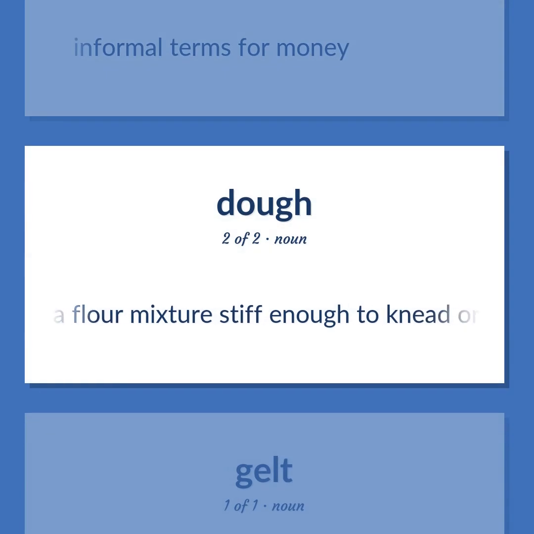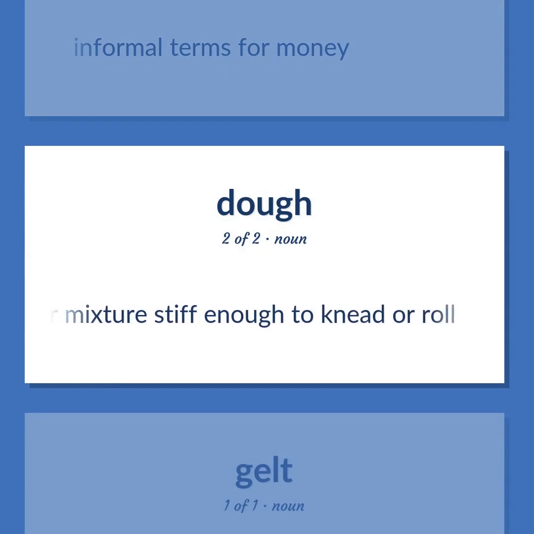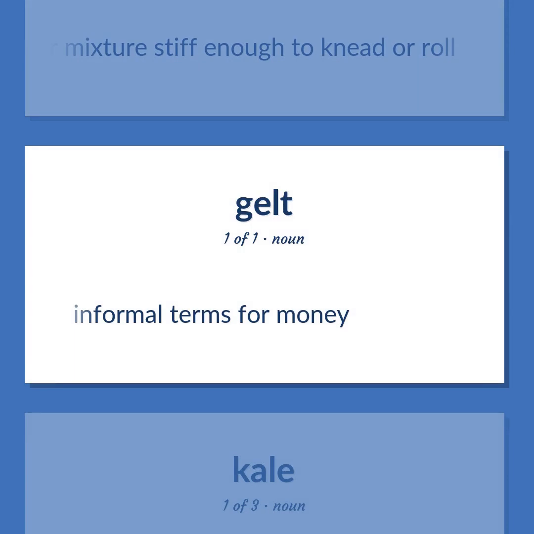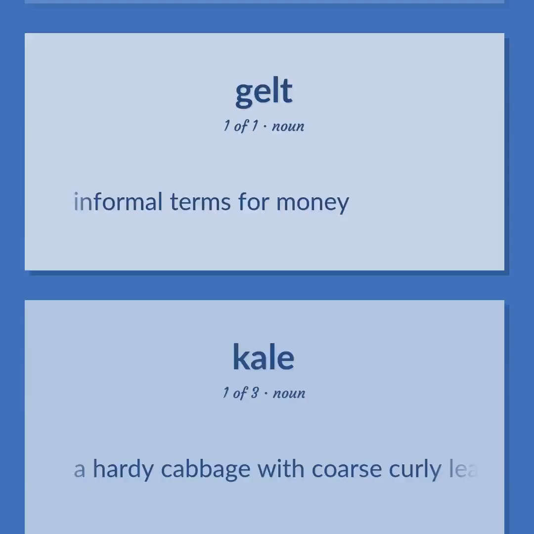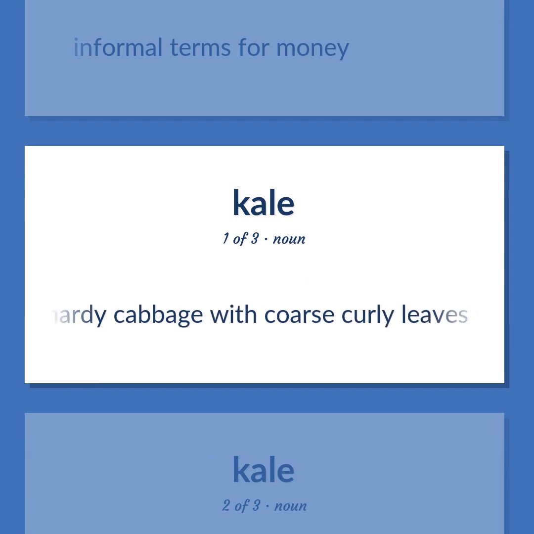A flour mixture stiff enough to knead or roll. Informal terms for money. A hardy cabbage with coarse curly leaves that do not form a head.